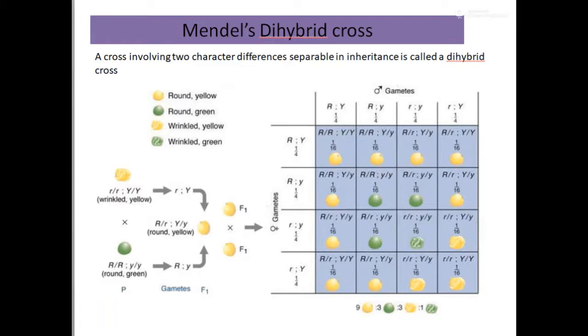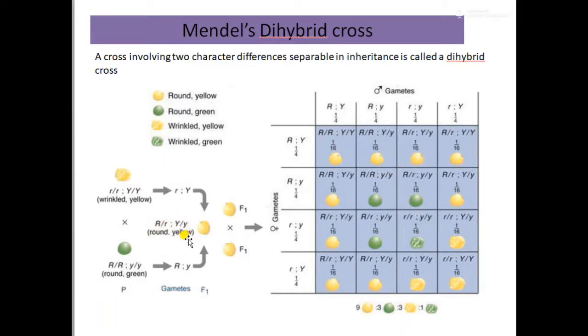In one of his experiments, he crossed a race of peas having yellow round seeds with a variety producing green wrinkled seeds. And he found that in the F1 generation, he got round and yellow seeds.